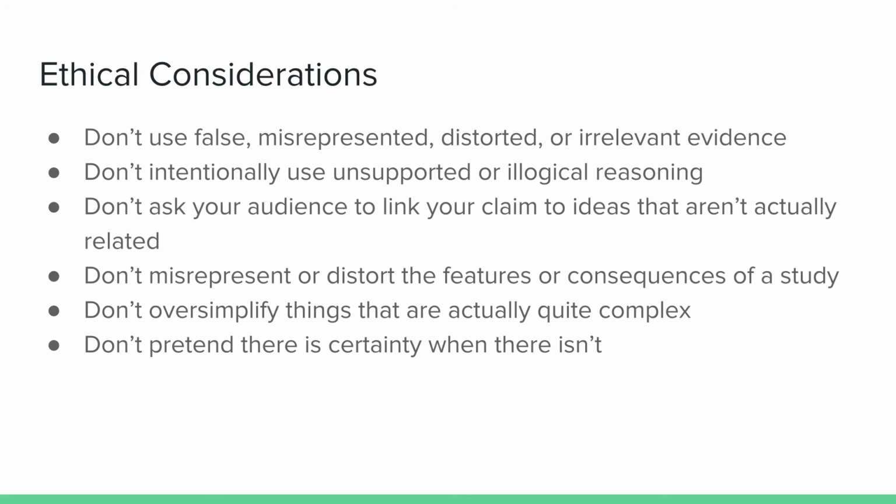So with that, don't use false, misrepresented, distorted, or irrelevant evidence. Don't intentionally use unsupported or illogical reasoning. Don't link claims that aren't actually related, and don't ask your audience to either. Don't misrepresent or distort the consequences of a study. Don't oversimplify things. Take the time to explain their complexity. You have the time to do it. Do it. And don't pretend that there's certainty when there isn't. In fact, where there isn't certainty is actually where your literature review can have an important impact on the field by identifying what needs to be looked at further because it isn't certain.